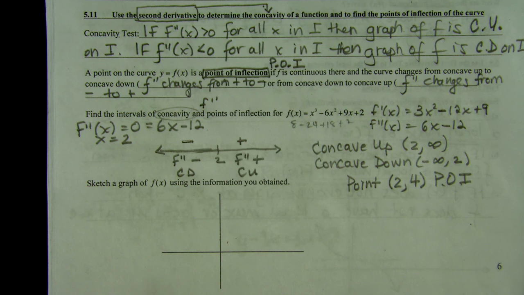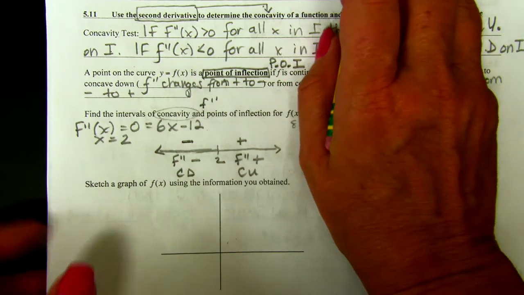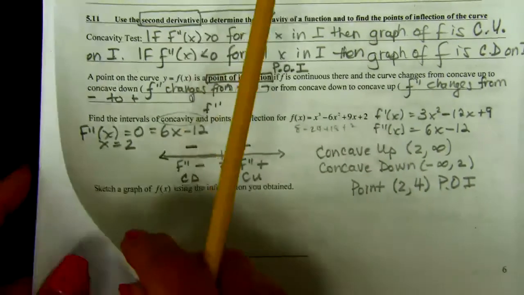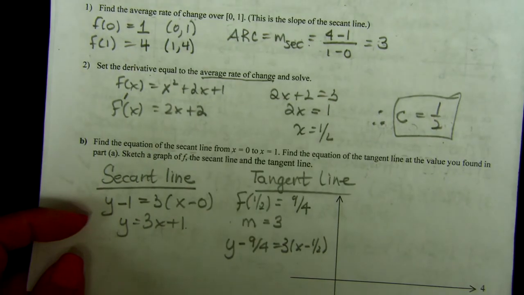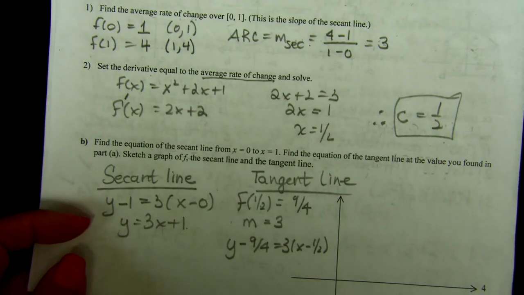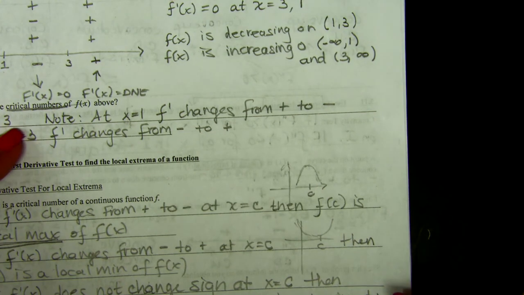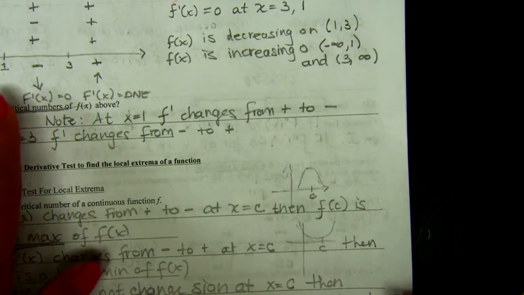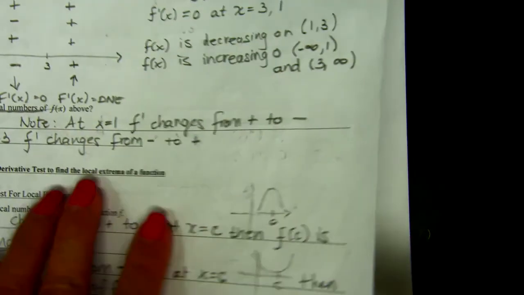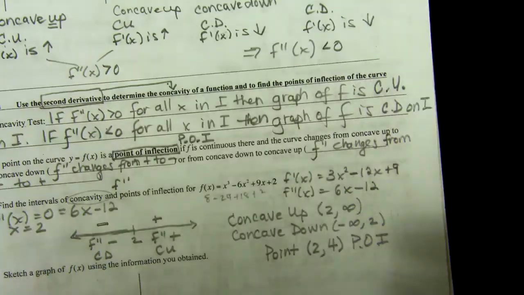Okay, so let's sketch a graph using all this information that we have found. Up here we found some local maximums and minimums. We know where the derivative is 0 from the page before. We know where those critical numbers are. The critical numbers are at 1 and 3. We know where it's increasing. We know where it's decreasing. So we can put all this information into a graph here.